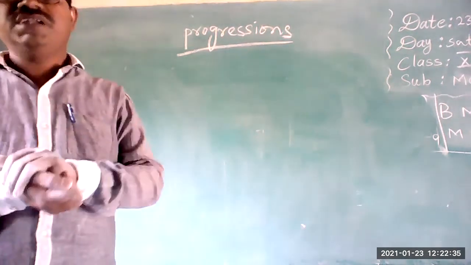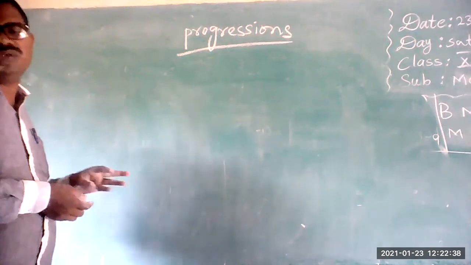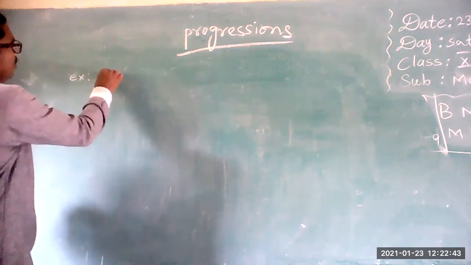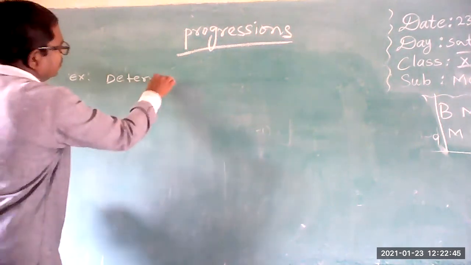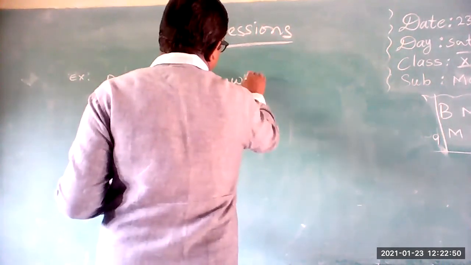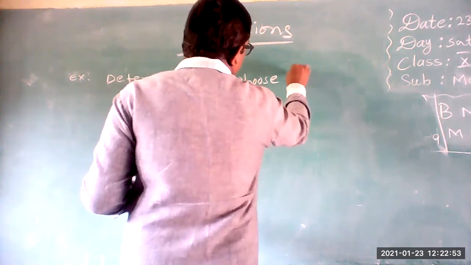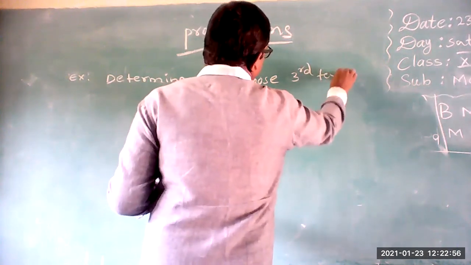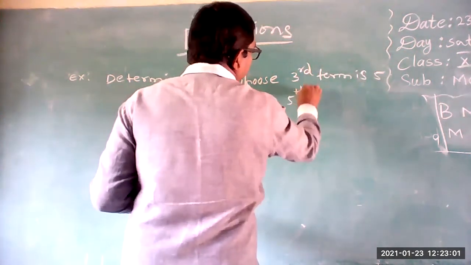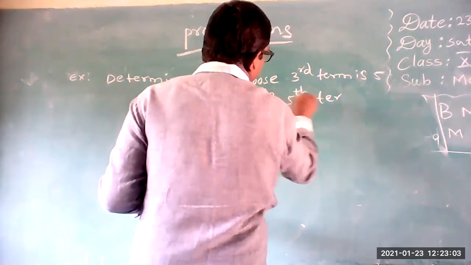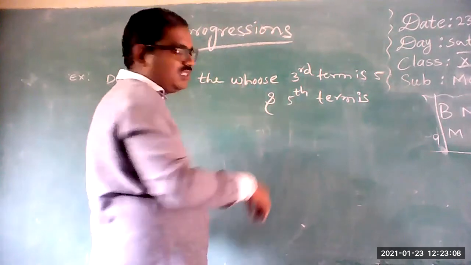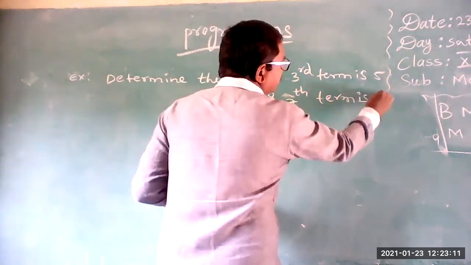Next example. Determine the arithmetic progression whose third term is 5 and seventh term is 9.